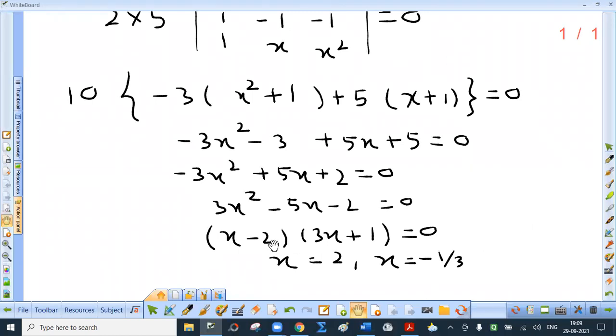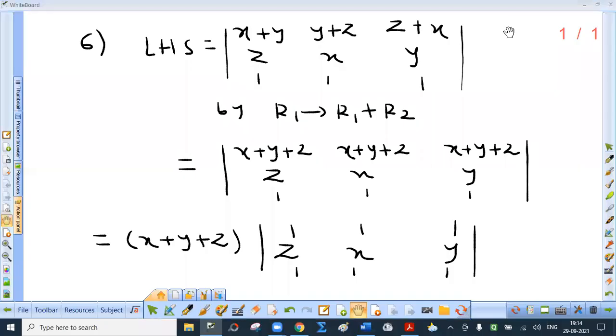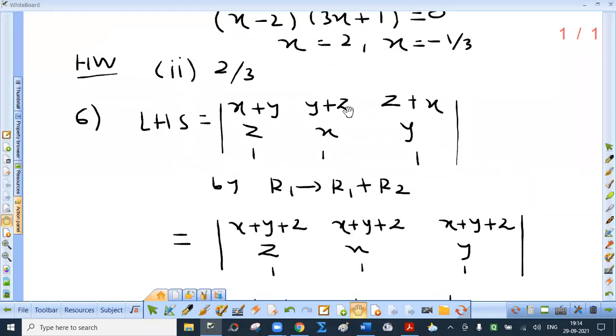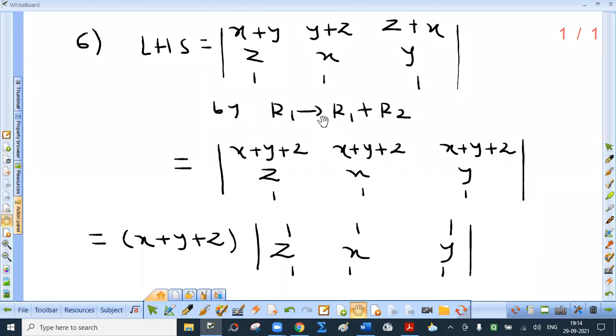So what are the factors? x minus 2, 3x plus 1 equal to 0. So x is either 2 or x is minus 1 by 3. Actually, second is for homework. Answer is 2 by 3. Sum number 6. By using properties of determinant, prove that the value of the determinant equal to 0.